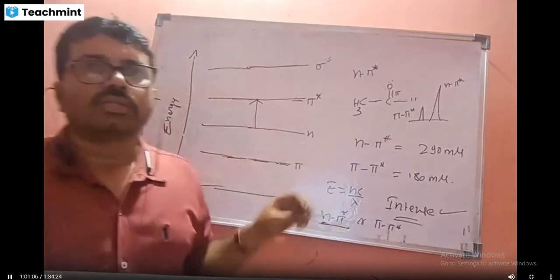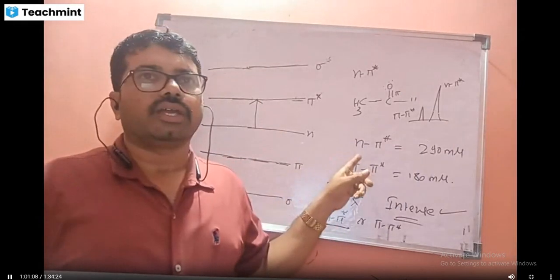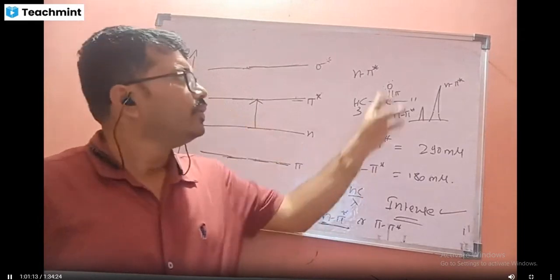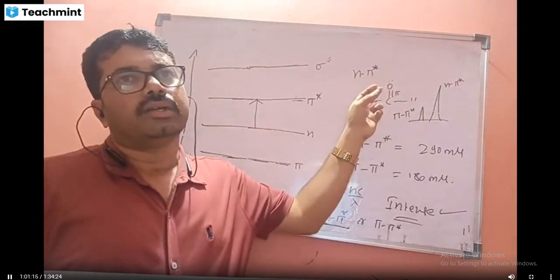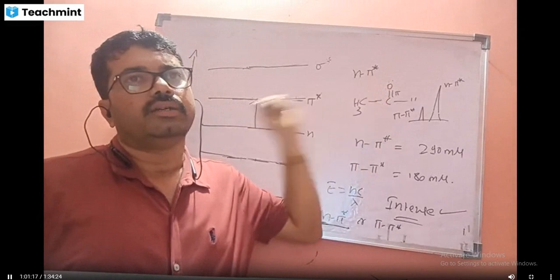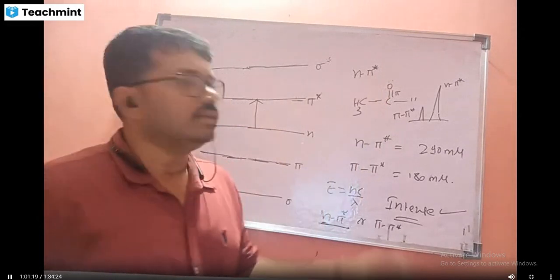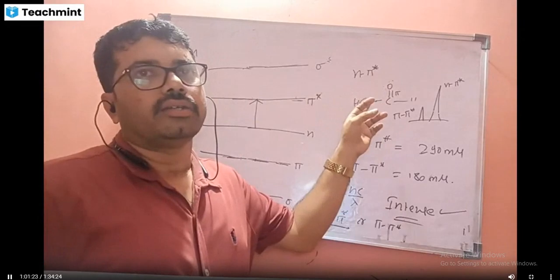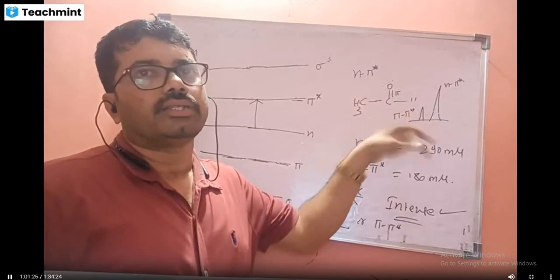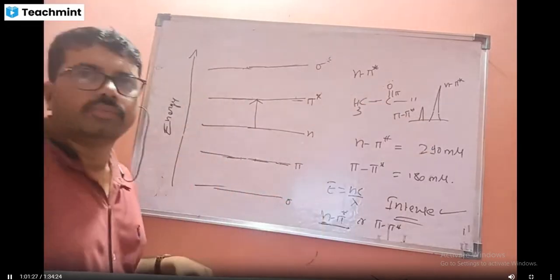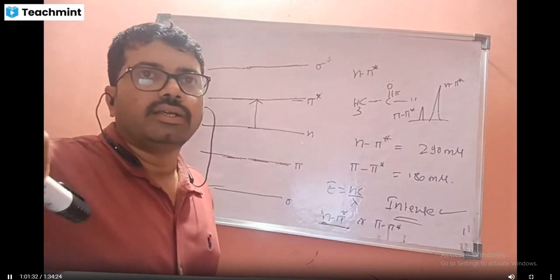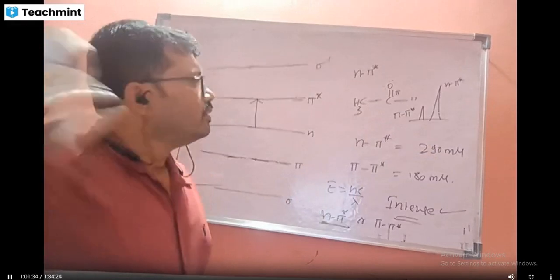Most absorption spectroscopy of organic compounds is based on transition of n to pi star and pi to pi star transitions, since the absorption peaks for these transitions are in a convenient region.